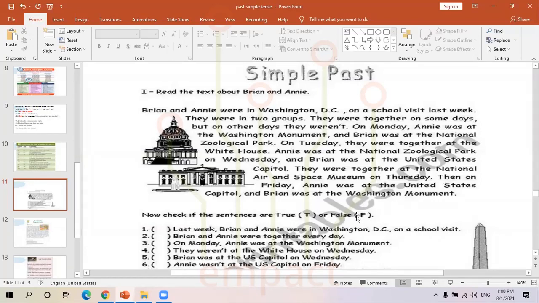Well done. Very good. Could you translate the text for us? Kurdish or Arabic? As you like. Which one would you like? Arabic or Kurdish? I don't know. I will try to do both of them. Let's see. Brian and Annie were in Washington DC.